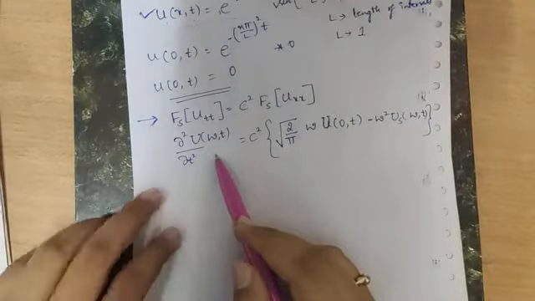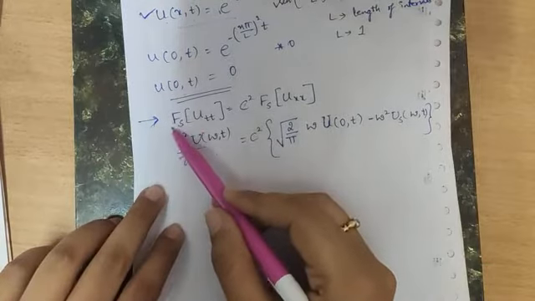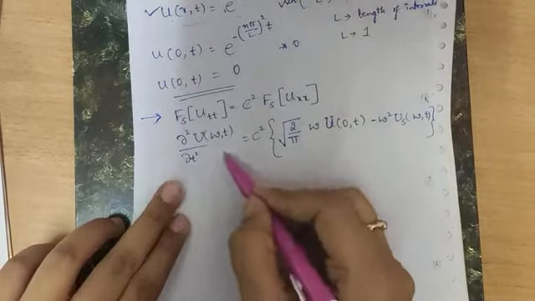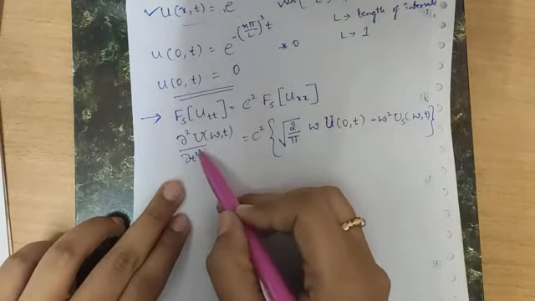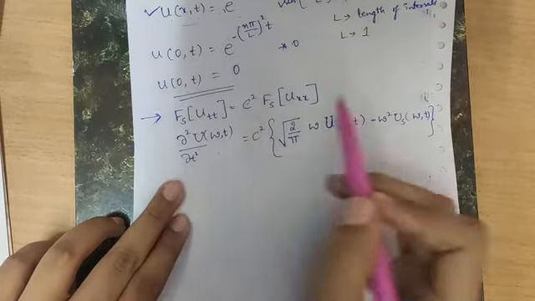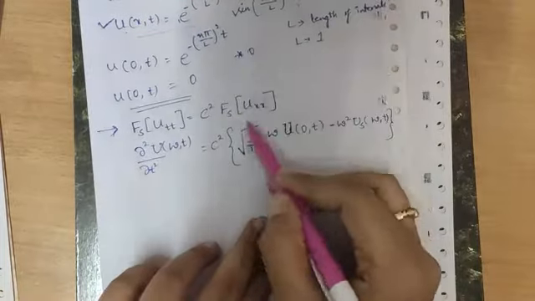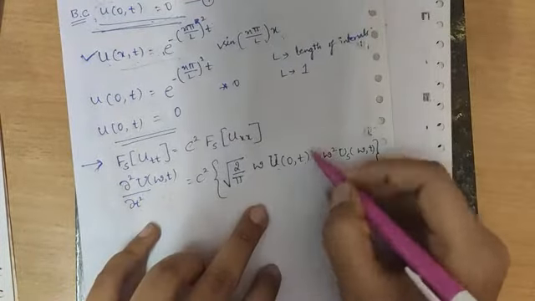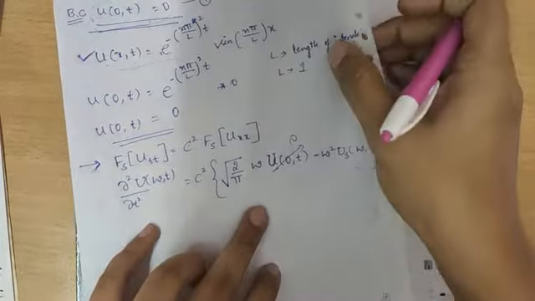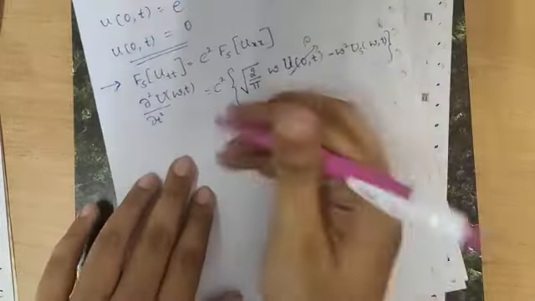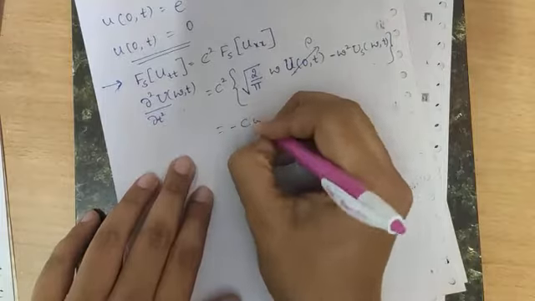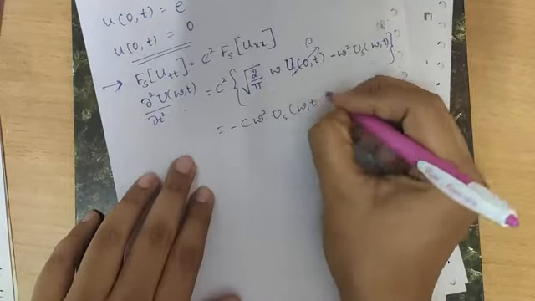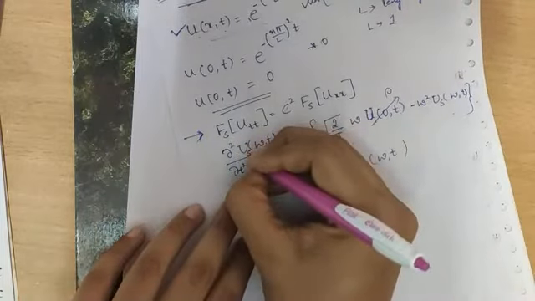Using the formula, since we are taking the Fourier sine transform with respect to x, this will remain as it is: ∂²u/∂t² of (ω, t). For this, I have substituted the formula. From the boundary condition, I know that u(0, t) is 0, so I can write this as minus c²ω² Us(ω, t). This is the Fourier sine, so Us.